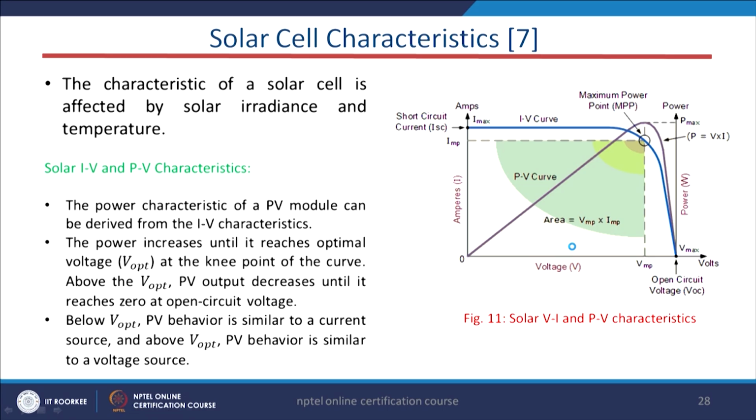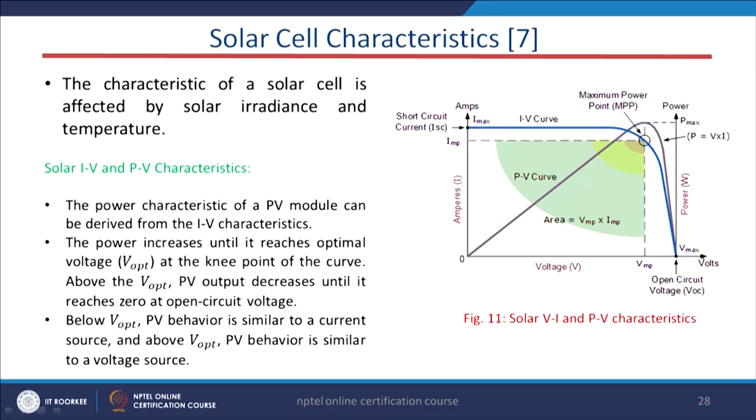Now, I will come to the VI characteristic of the solar cell. This is the curve which shows the VI characteristic and also the PV characteristic of the solar cell. Along the x axis we have taken voltage and along the y axis we have taken current. Now, I will just explain the blue one. This blue line is basically our VI characteristic. Why is this characteristic like this?